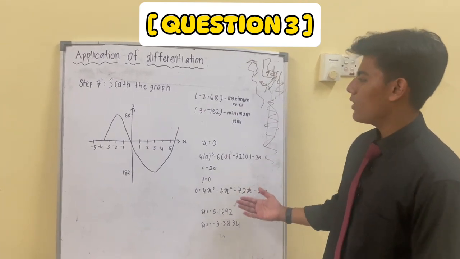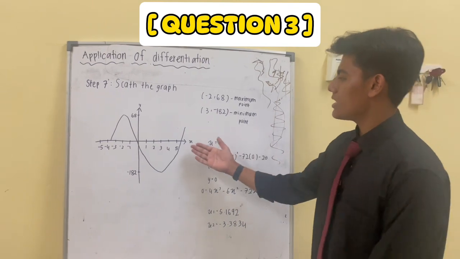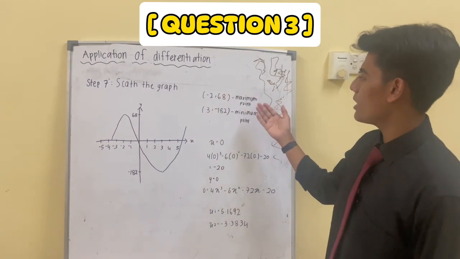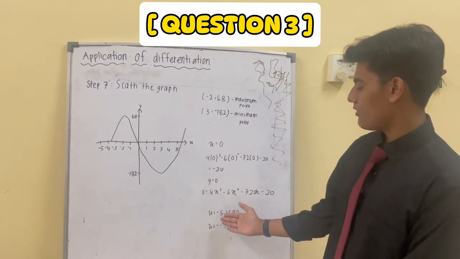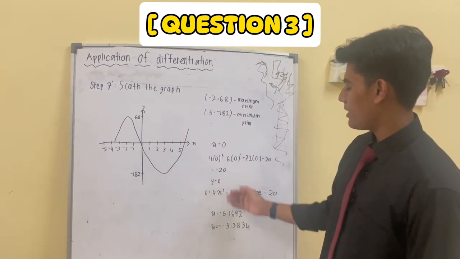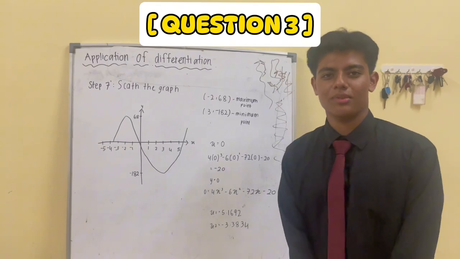And then after we got the answers, the curve is going to be like this. We just have to plot the maximum point and minimum point, and the graph will be like this, with roots at 5 and minus 3. So that's all from me.